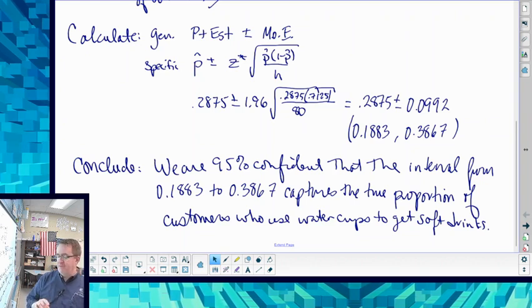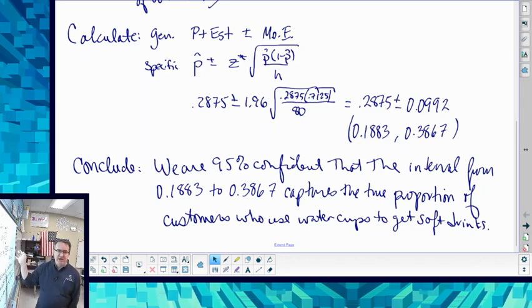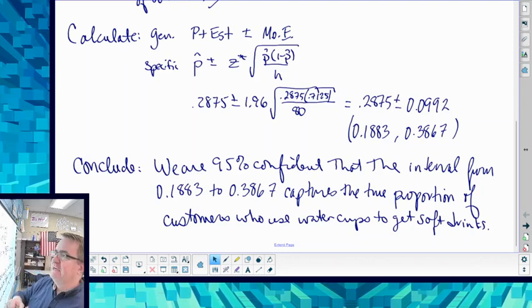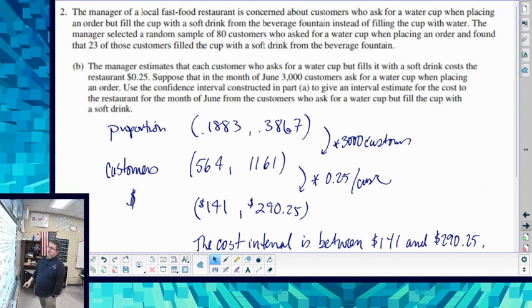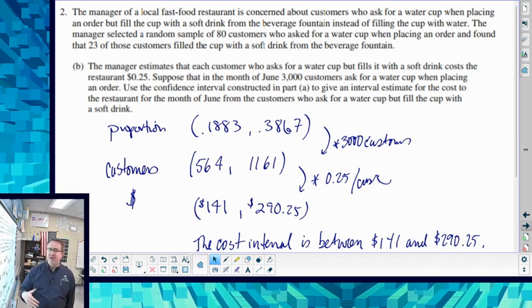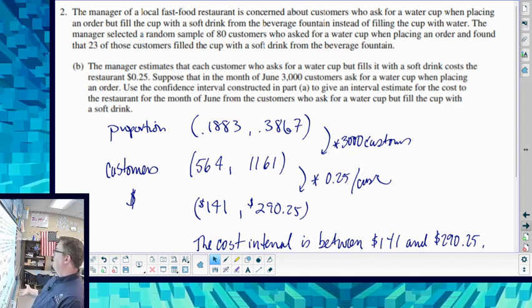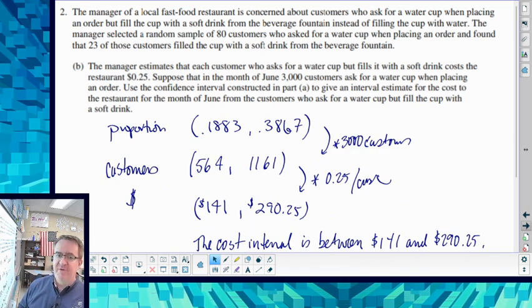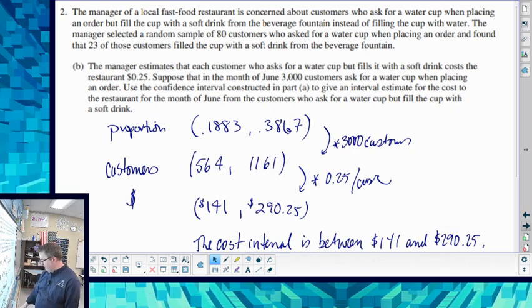And now for the part that I think really makes the most sense. This is all fine, and you're always going to have a question like this or with significance tests. The next question I think is where it actually turns out to be helpful if you were the business owner. They're saying, what happens if he gets 3,000 people through the month of June and it costs 25 cents for using the cup? So what you end up doing here is running through this.